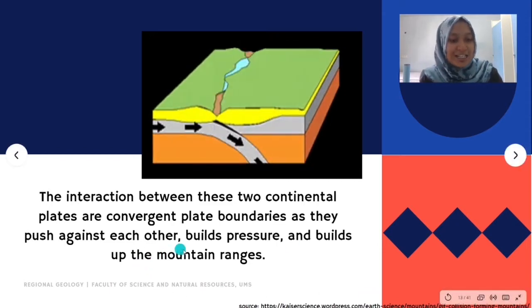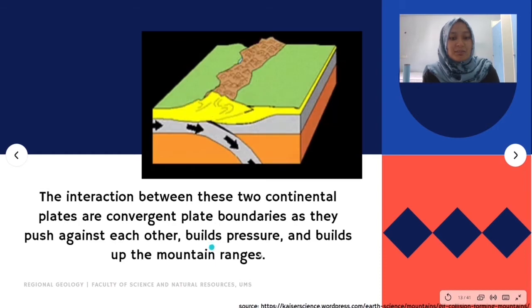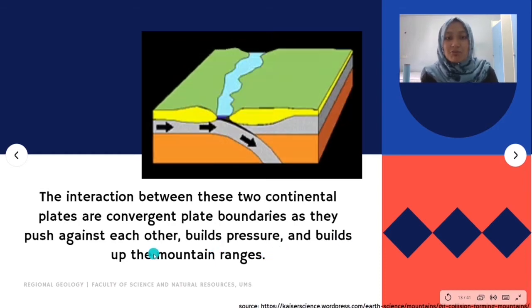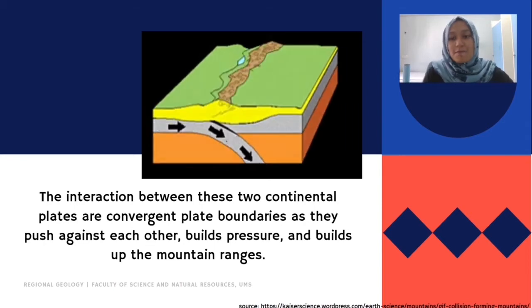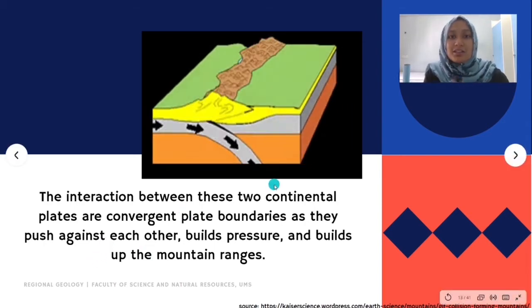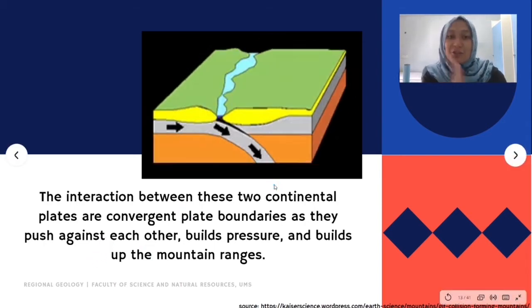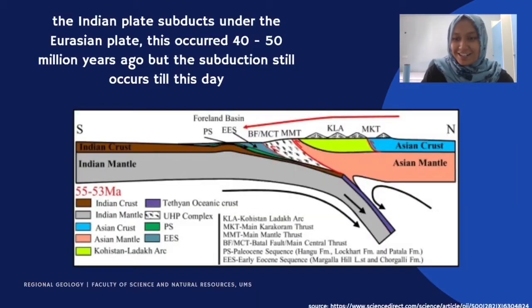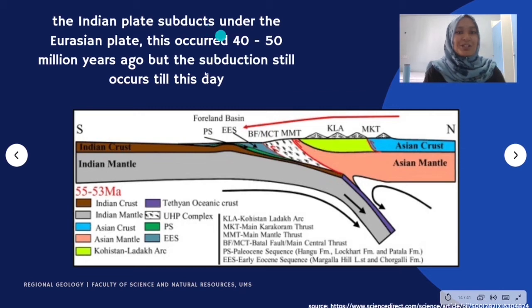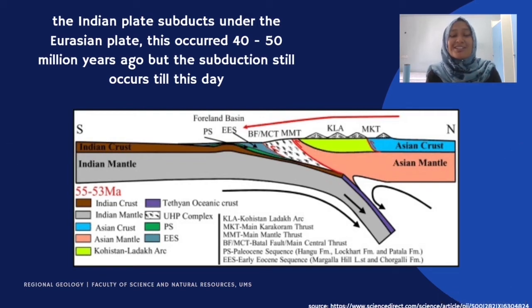As they push against each other, it builds pressure and it builds up the mountain ranges. And the processes that occur are compression, folding, and uplifting. And these processes will be further explained in geological structures presented by Faye. Okay, so the Indian plate subducts under the Eurasian plate, and this occurred around 40 to 50 million years ago. But the subduction is still occurring to this day. It's just very, very slow.